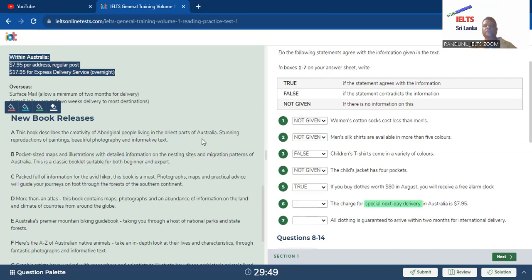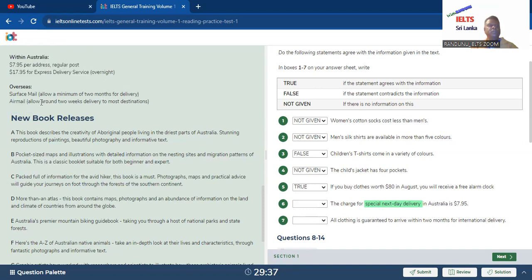Right? So it's false. Why? This 7.95 is a different mode, not special delivery. That one is for regular post, right? $7.95 is for regular post. So it is contradicting. Therefore, it is false.